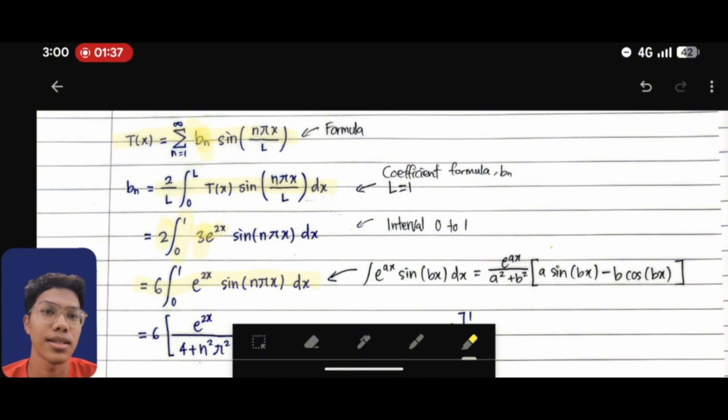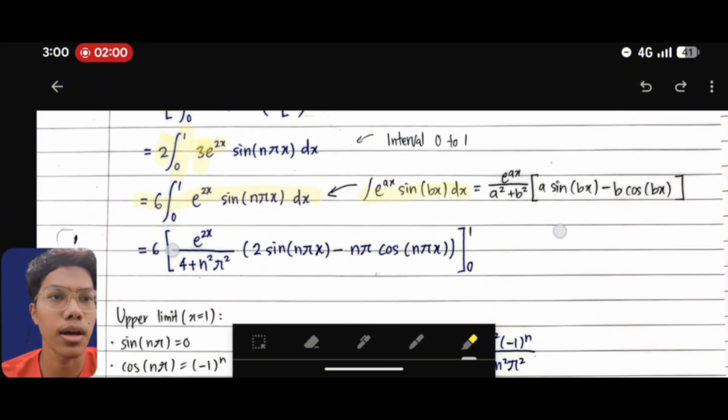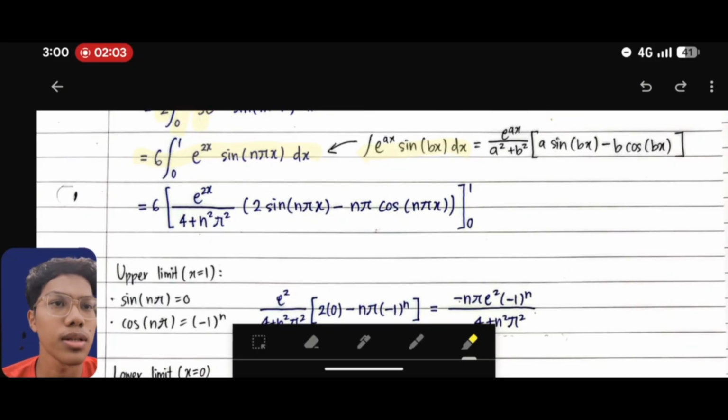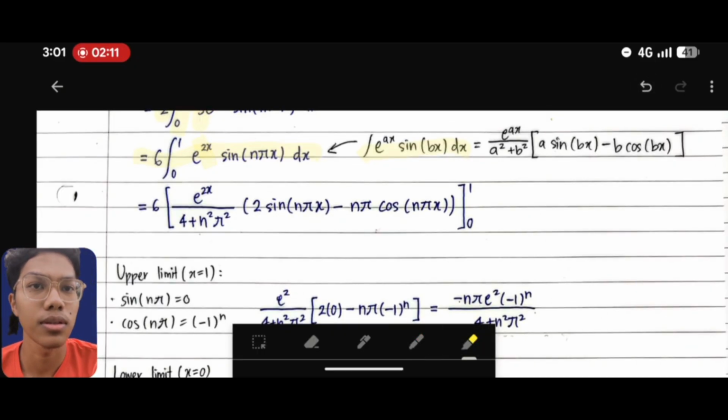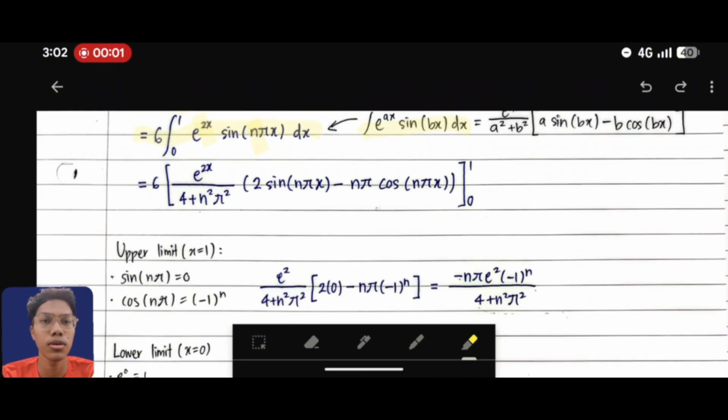To solve this integration, you can refer to the standard formula for the integral of e to the power of ax sine bx dx. Then we get this from that standard formula. We just substitute, where a is 2 and b is n pi. After we substitute, we get e to the power of 2x over 4 plus n squared pi squared, times 2 sine n pi x minus n pi cos n pi x.